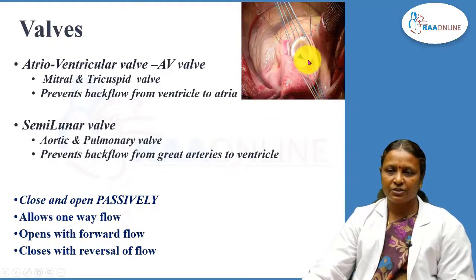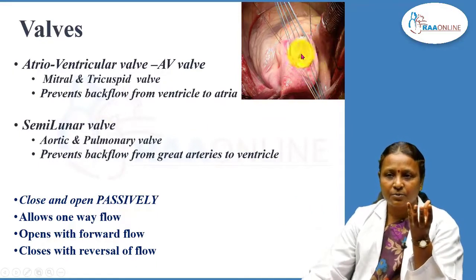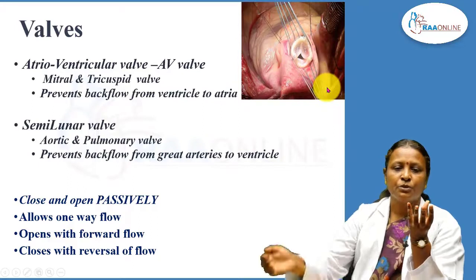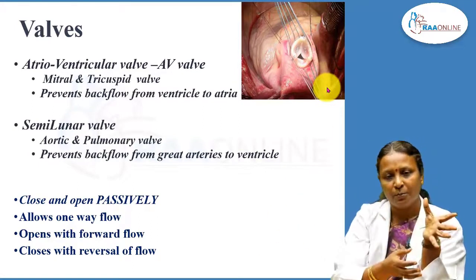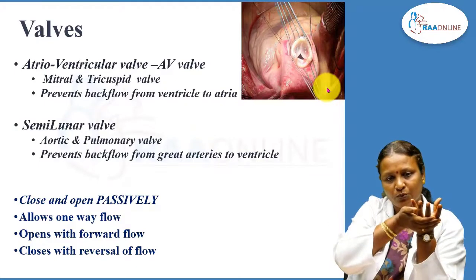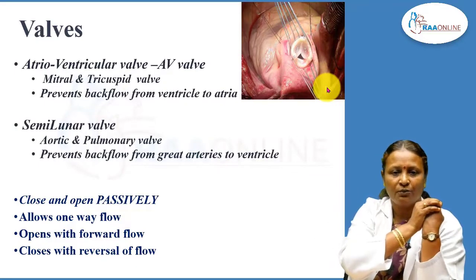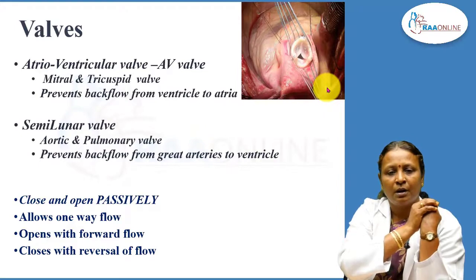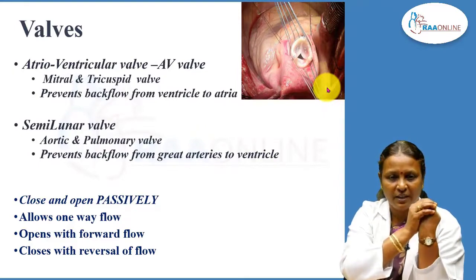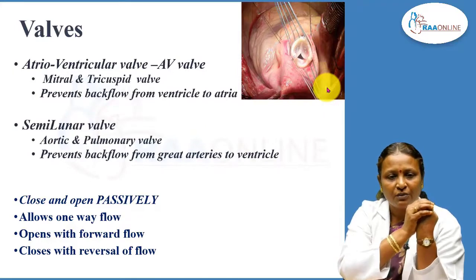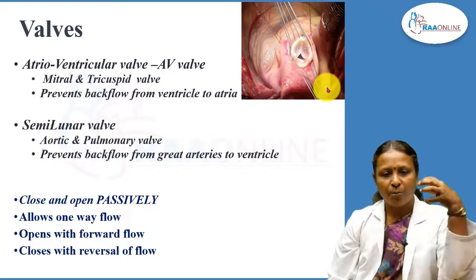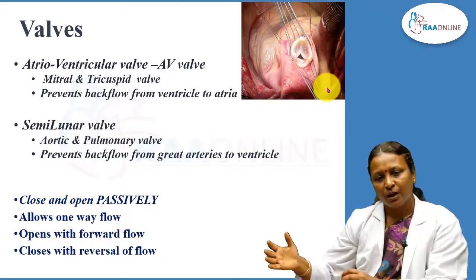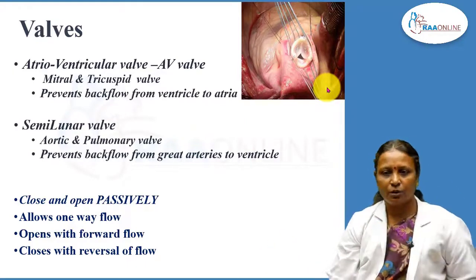When you see the structure, the valve cusps are cup-like. So, when blood is flowing through the cup, the valves will be open. Backflow will cause closure of the valves. Closure and opening of the valve is occurring passively. The function of the valve is to allow only one-way flow. It opens with the forward flow and closes with the reversal of flow.